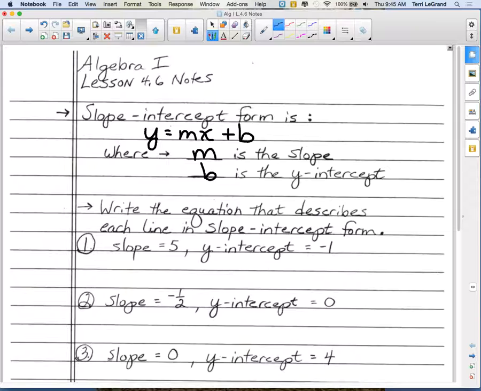What's the y-intercept mean again? What is that?